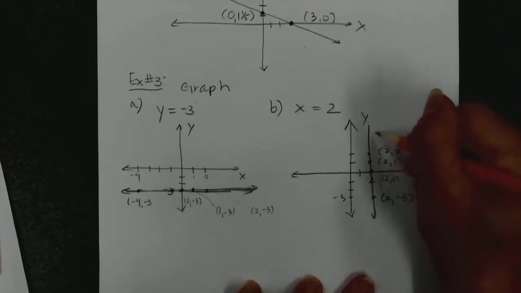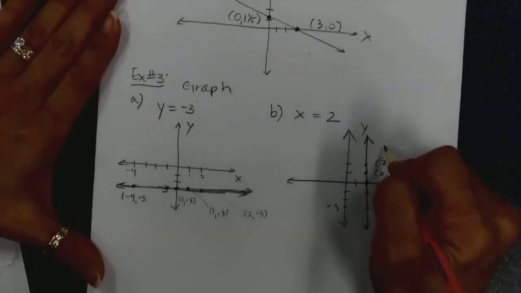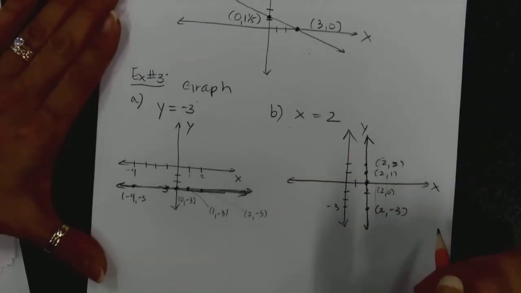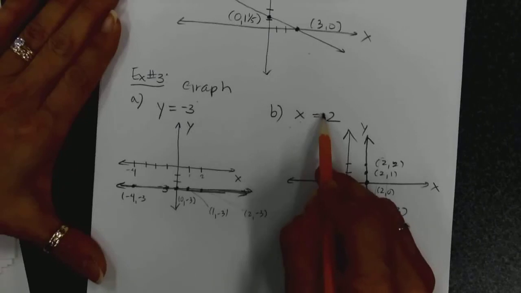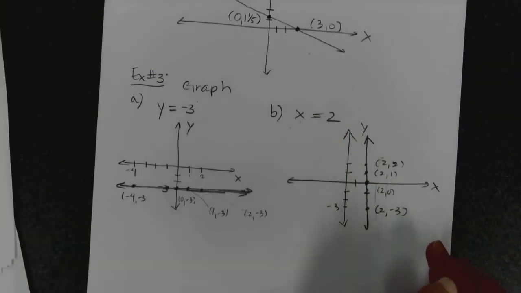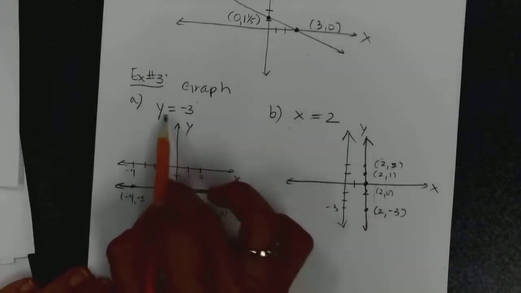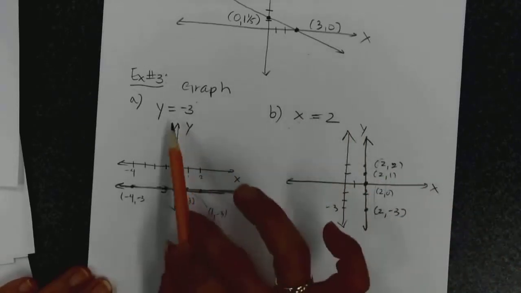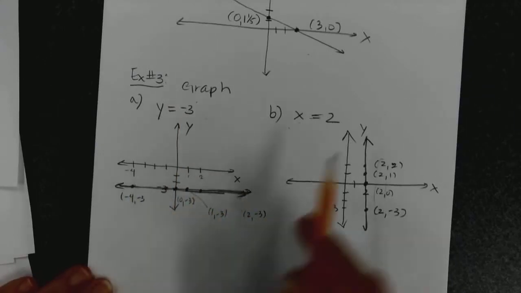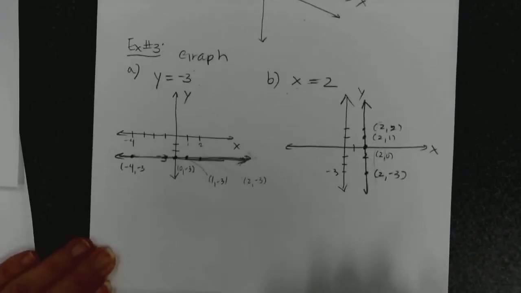So when I draw my line, I get a vertical line. And remember, the vertical line has a slope of undefined. So when there's no y, slope is undefined. And the equation is x is equal to 2. So when you see a variable by itself with a number, x equals a number, or y equals a number: when it's y equals a number, it's a horizontal line. When it's x is equal to a number, it's a vertical line through that number on the axis.